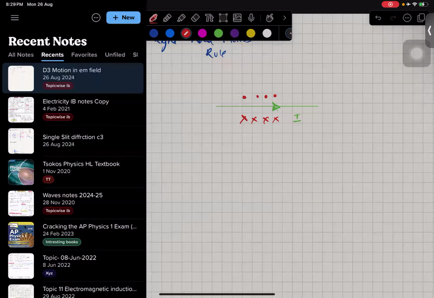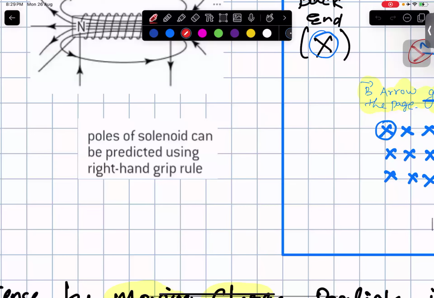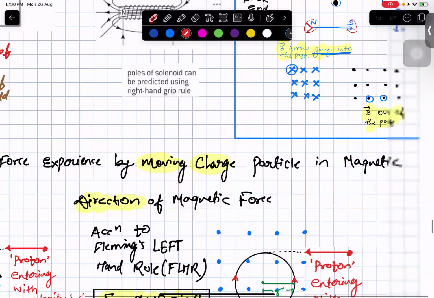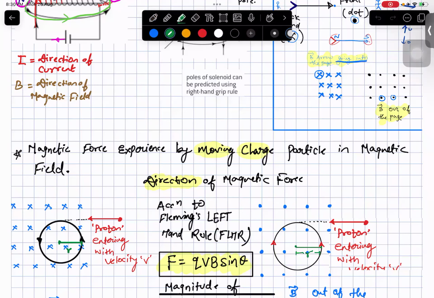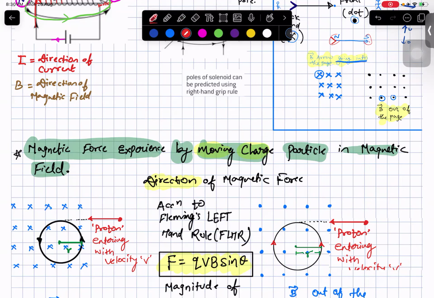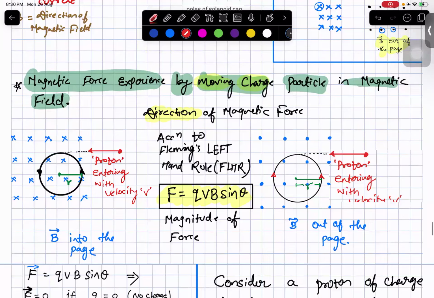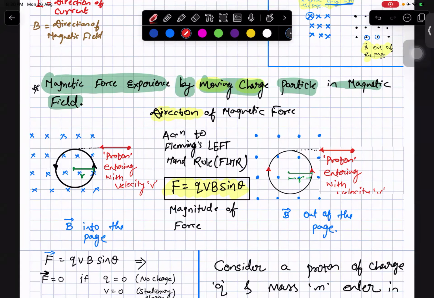Now here comes an interesting part, which is mainly asked in papers as well. This is the magnetic force experienced by a moving charged particle in a magnetic field. The topic says that whenever a moving charge enters a magnetic field, it experiences a magnetic force. Do you understand? Yeah. So how do we determine it?